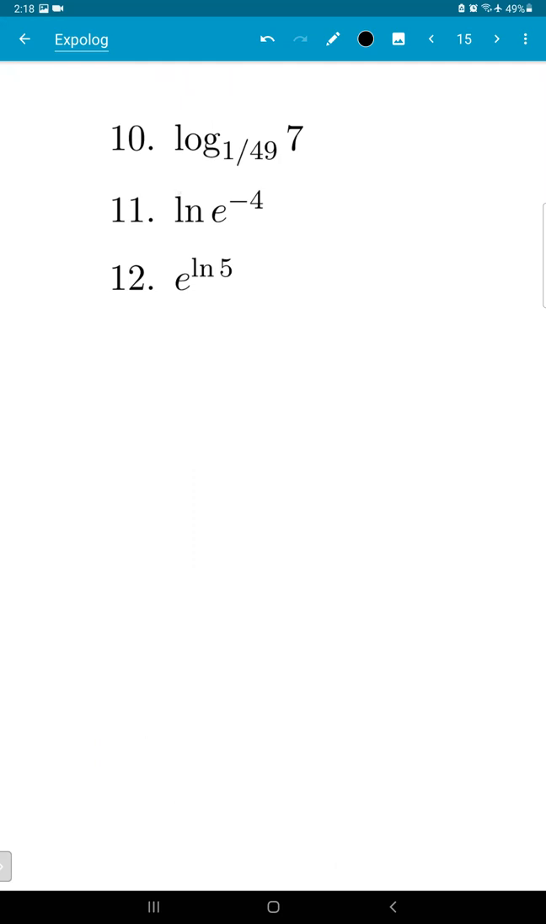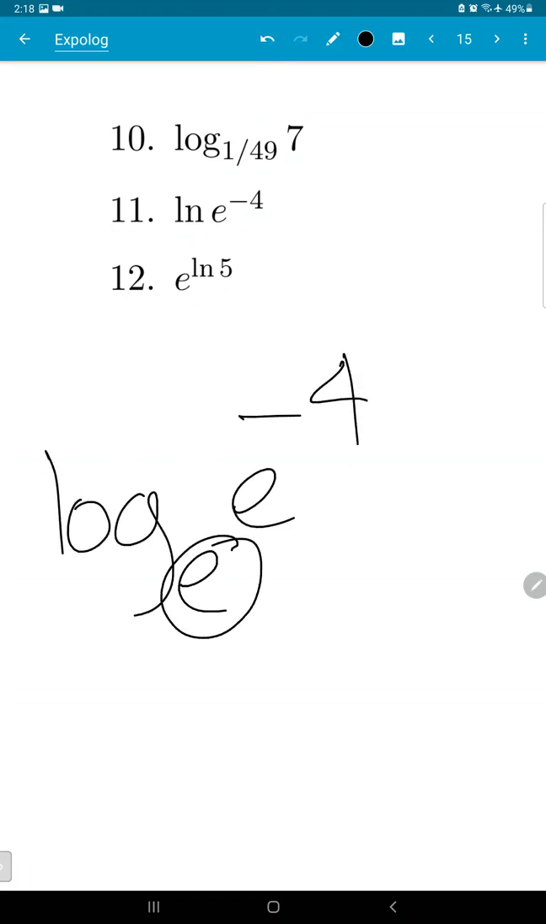Ln is base e, okay? -4, correct. Why did you answer -4? Can you explain? Because the natural logarithm and e cancel out. They are inverses of each other. So you can think of it this way. This is logarithm base e. What should I raise e to get e to the -4? Obviously.